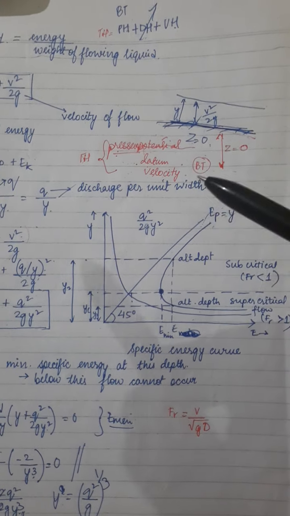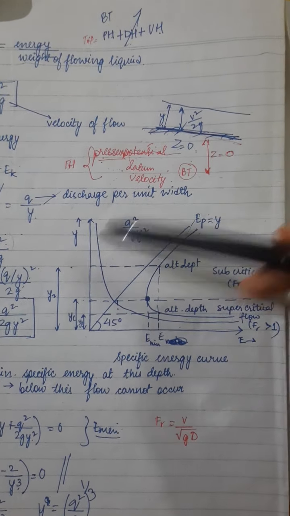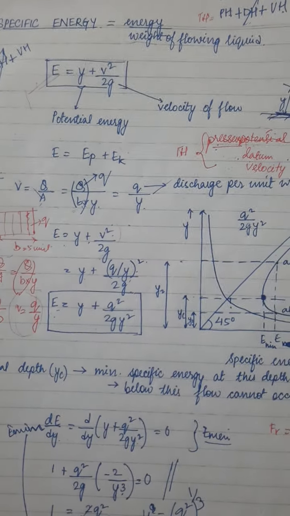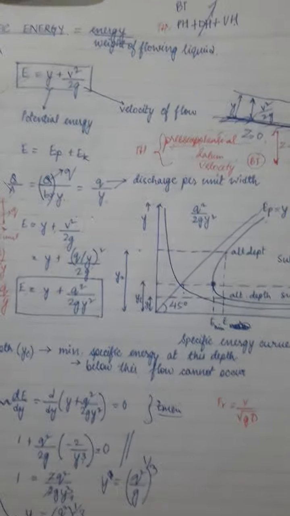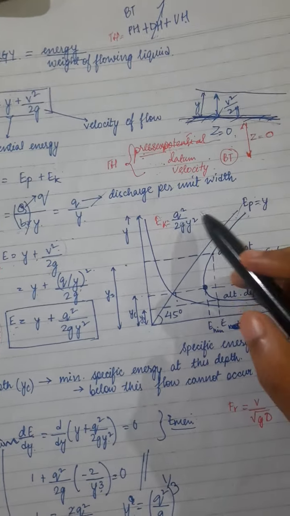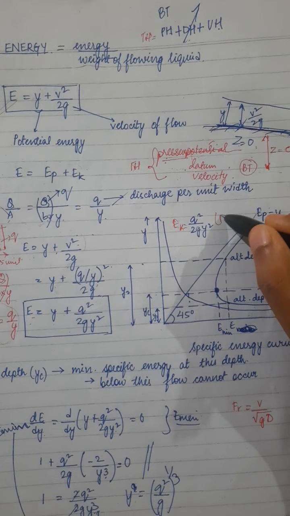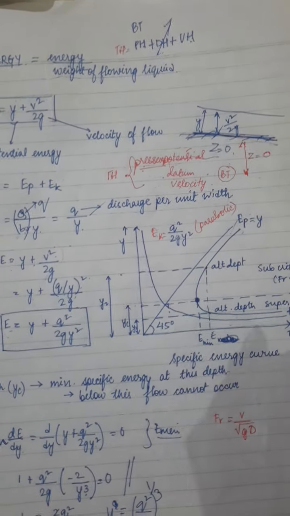When we plot the curve between y, that is depth of flow, and specific energy, we get the specific energy curve. And these two parts, if we consider them separately, then we get a curve for EP, that is y, and a curve for EK, that is q square by 2gy. This is in square, so it will be a parabolic curve, okay, with a downtrend.